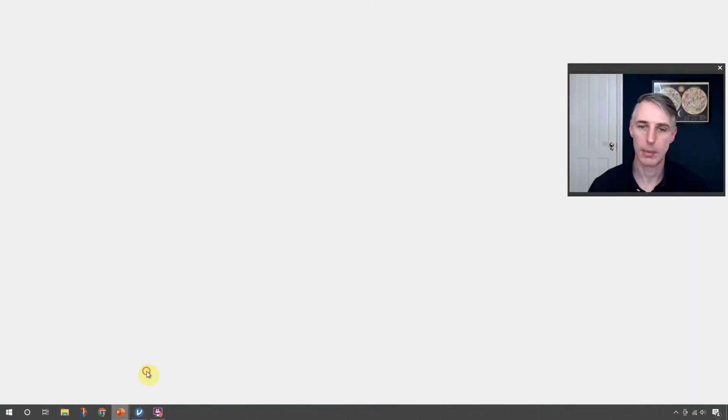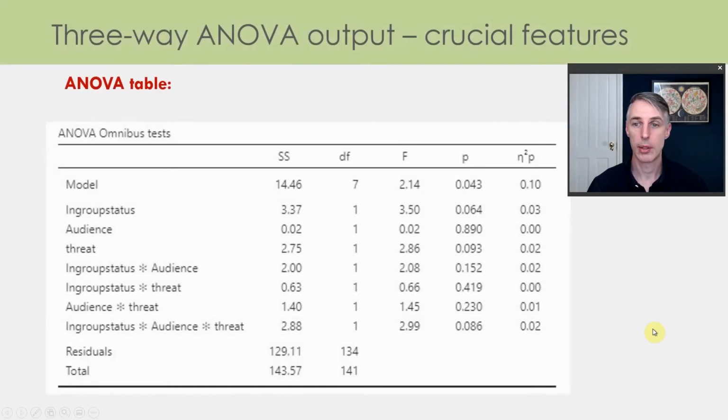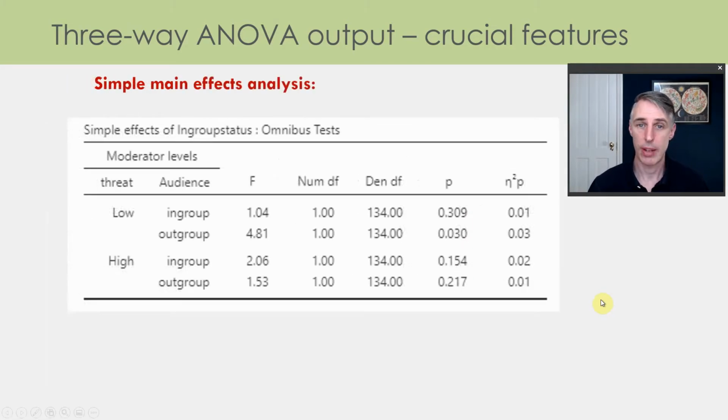Okay, so just to zoom in on key aspects of the output here, this is the main ANOVA table. We have our 7 effects here: the 3 main effects, the 3 two-way interactions, and the 3-way interaction. And we can see that actually none of the effects in the model are significant. Although the 3-way interaction is sort of getting there, it's not significant at the 0.05 level. So let's nevertheless go ahead and look at the simple main effects analysis.